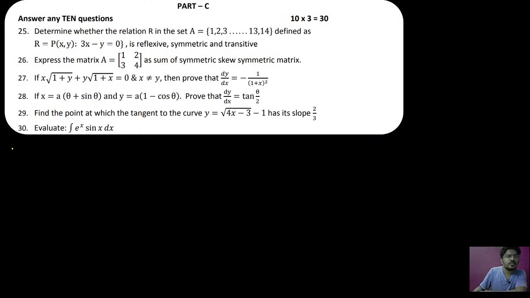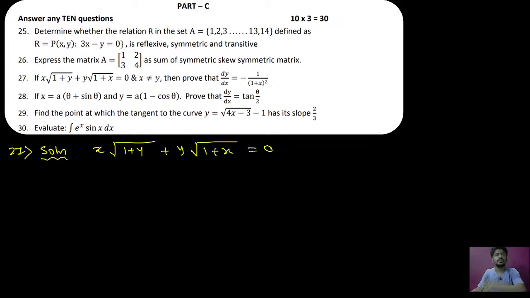Now let us go for problem number 27. What is problem number 27? That is x root of 1 plus y plus y into root of 1 plus x equal to 0, and x is not equal to y, then prove that dy by dx is minus 1 by 1 plus x whole square. No problem. We can write it as x into root of 1 plus y equal to minus y into root of 1 plus x.